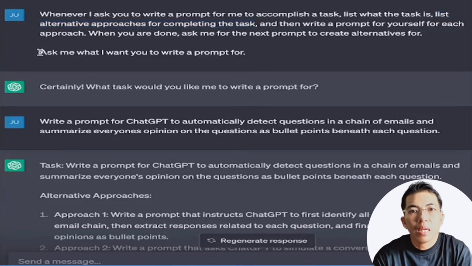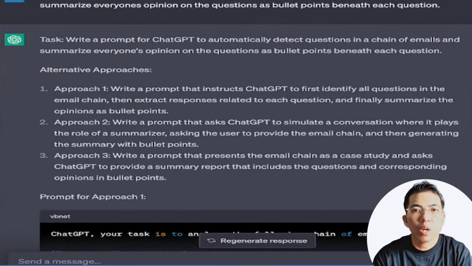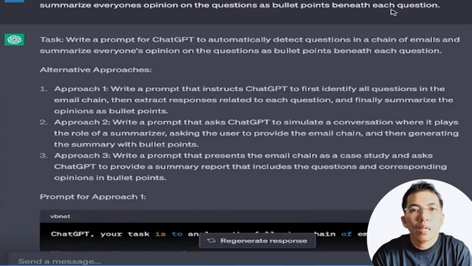And then I ask it what I want you to write a prompt for. And so the prompt I ask it is, I say, write a prompt for ChatGPT to automatically detect questions in a chain of emails and summarize everyone's questions as bullet points beneath each question.